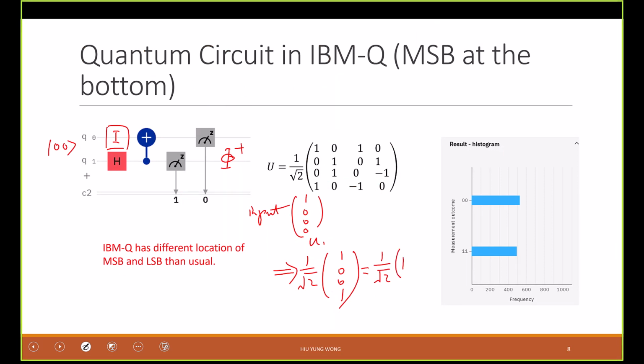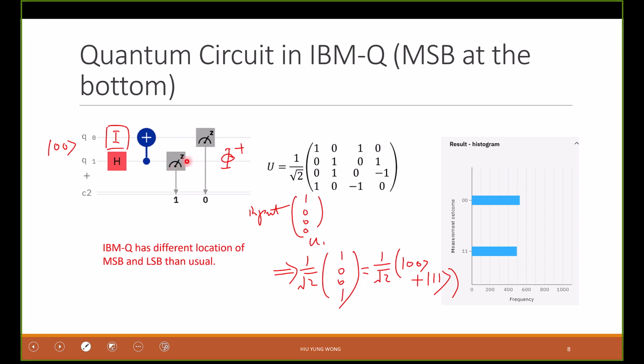This is equal to what? In the bracket form, what is that? What are the basis states? 0, 0 plus 1, 1. Okay? And we do the measurement. Indeed, we get 0, 0 and 1, 1, which are non-zero. 1, 0 and 0, 1 are 0. And how do we do a measurement in IBM Q? I think some of you already did assignment 2, right?